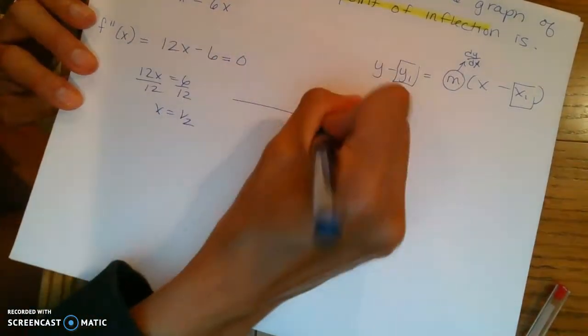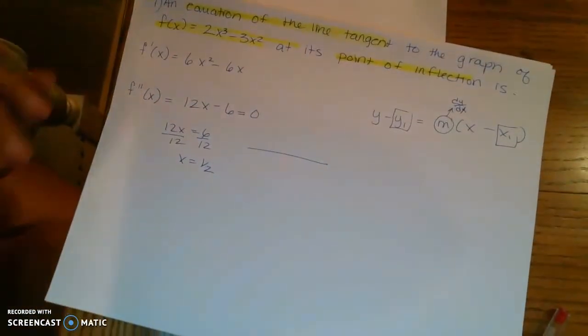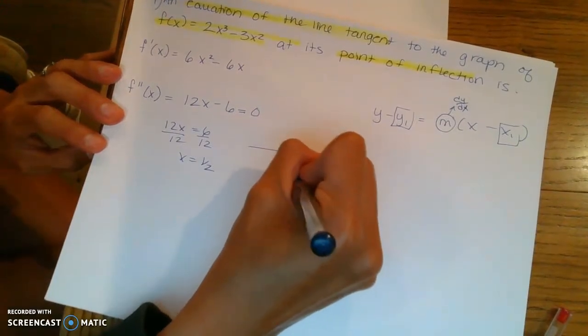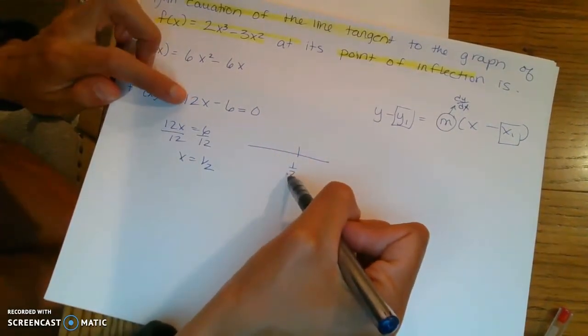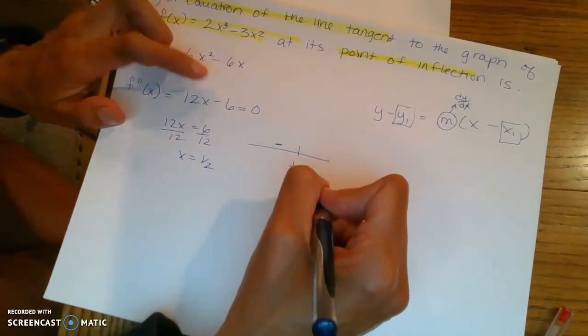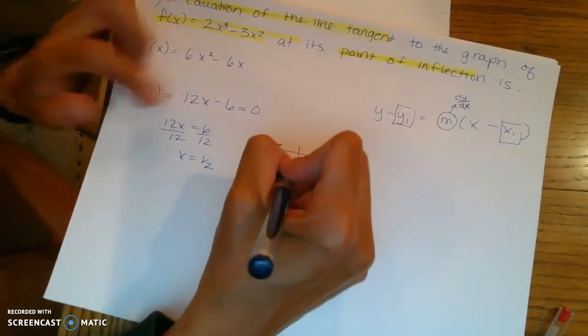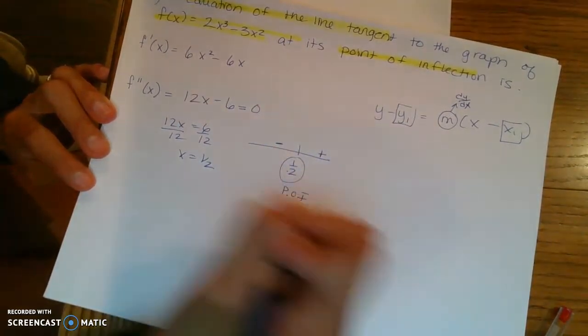So I know that my critical value is x equals 1/2, and I'm going to test into that. When I test a 0 into this, I get a negative, and when I test a positive one, I get a positive. So this is going to be a POI, a point of inflection.